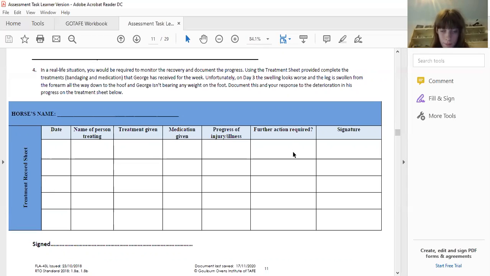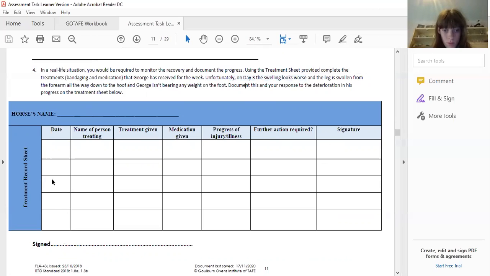Is further action required? Well, your boss has asked you to do bute for the next 5 days and bandaging for the next week. So yes, you can comment what you need to do, pop in your signature or your initials here, and then go through and fill out those 5 days there. Do note, it says here, unfortunately, on day 3, the swelling looks worse. The leg is swollen from the forearm all the way down to the hoof. So his whole foreleg is swollen and he isn't bearing any weight on the foot. Document this and your response to the deterioration in his progress on the treatment sheet below.